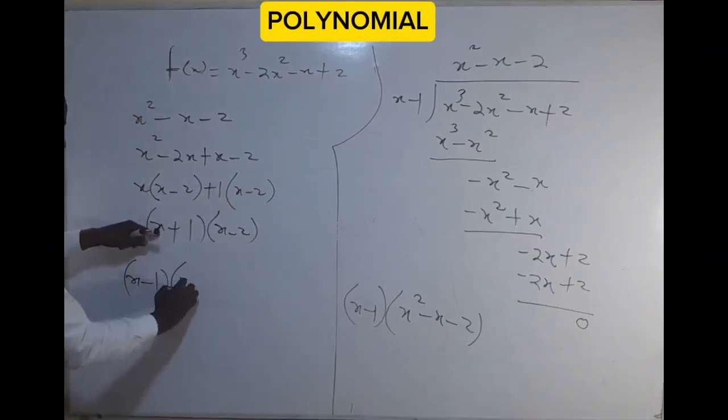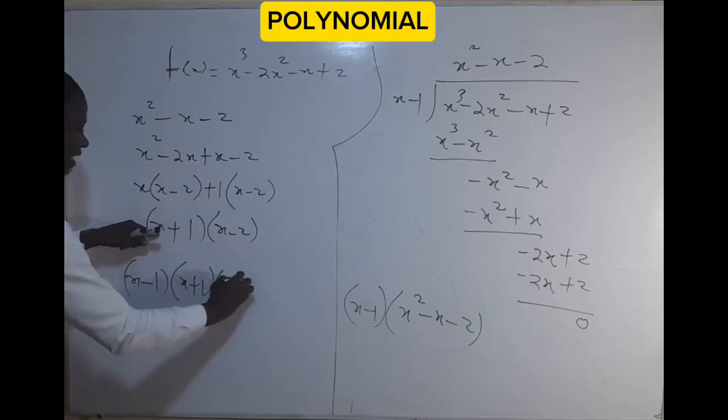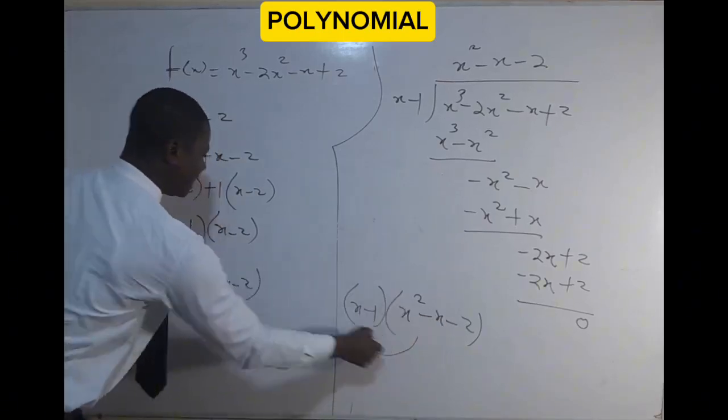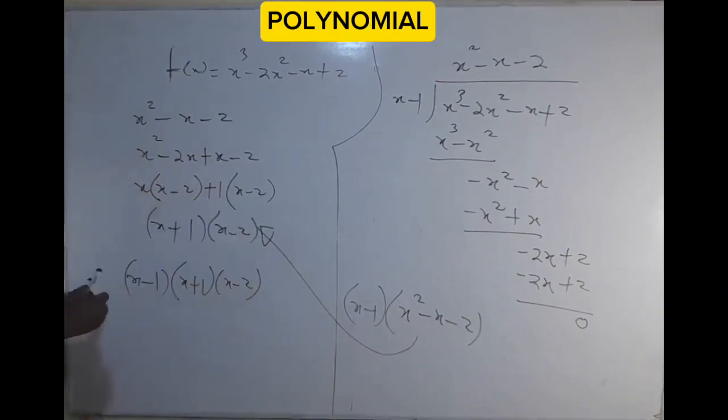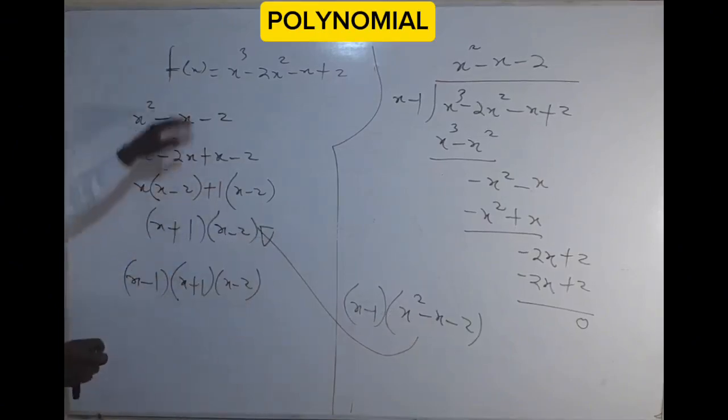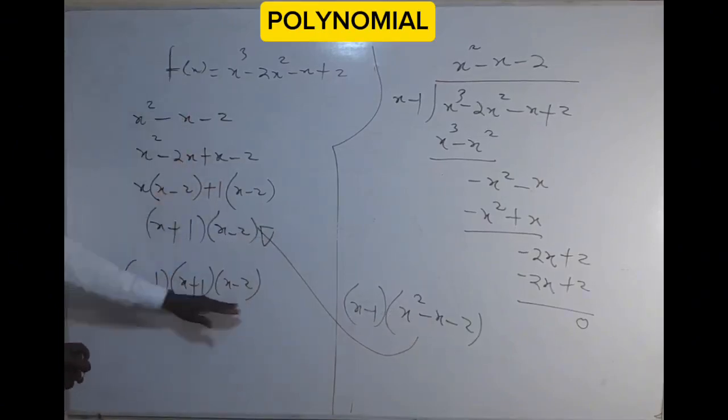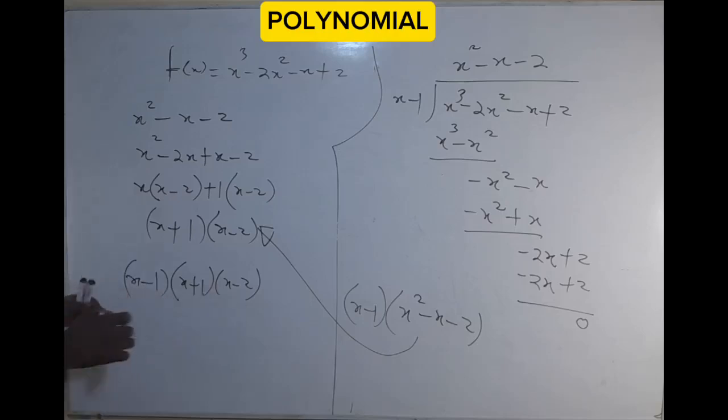So in general, the first factor was x minus 1. Now we have the other two factors, x plus 1 and x minus 2. From here, from the quadratic equation, this is what we are getting. So these are the factors. So we will have to factorize. That means that these are the answers. Now take note, let me teach you this.